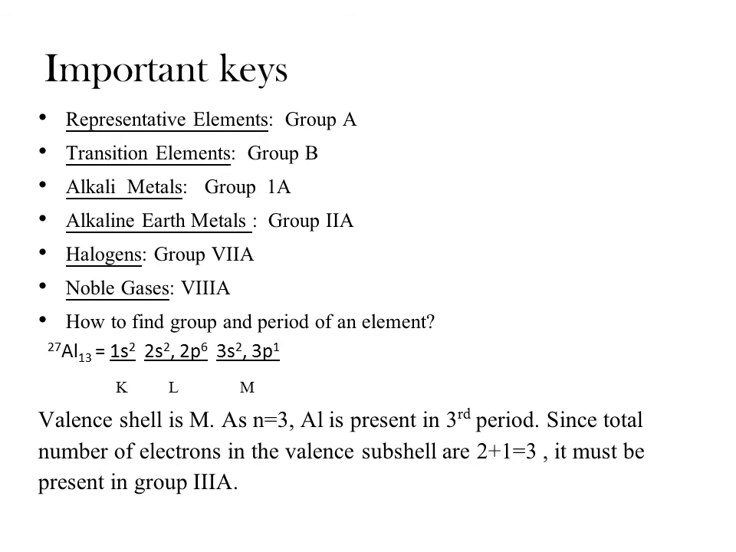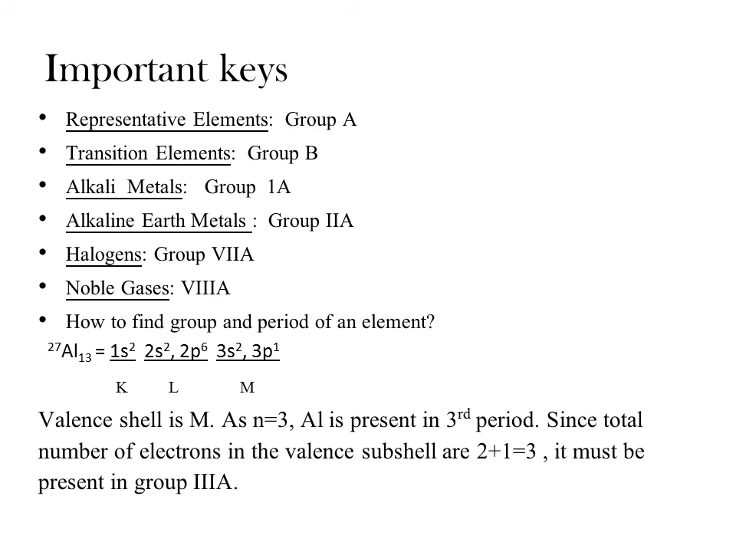So here we discuss, for example, aluminium. Aluminium has atomic number 13 and mass number 27. First of all, we have to write down the electronic configuration of aluminium: 1s2, 2s2, 2p6, 3s2 and 3p1. This means the valence shell is M. It has 3 shells, so n is equal to 3. Aluminium is present in the third period.